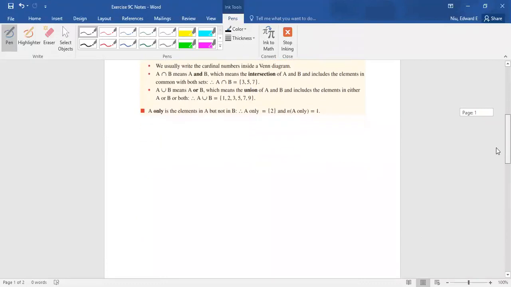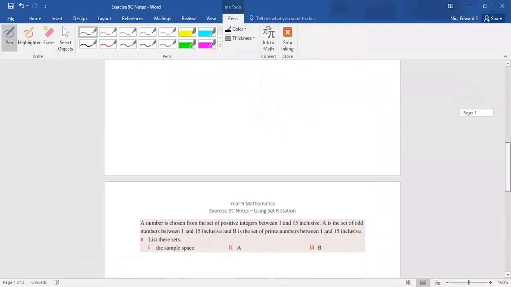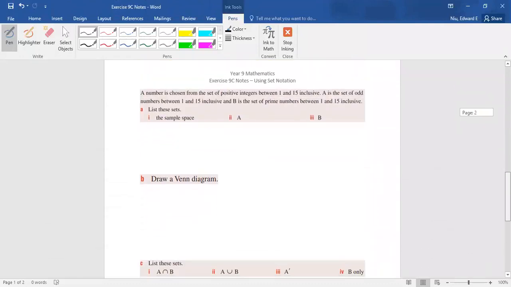Yeah, let's take a look at some examples. So let's put this to context. A number is chosen from the set of positive integers, just positive whole numbers, in other words, between 1 and 15 inclusive, so including the numbers of 1 and 15. A is the set of odd numbers between 1 and 15, and B is a set of prime numbers between 1 and 15 inclusive. So let's just underline the key detail.